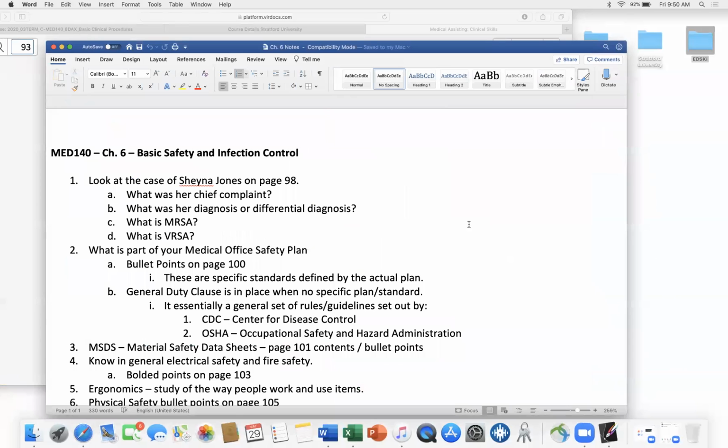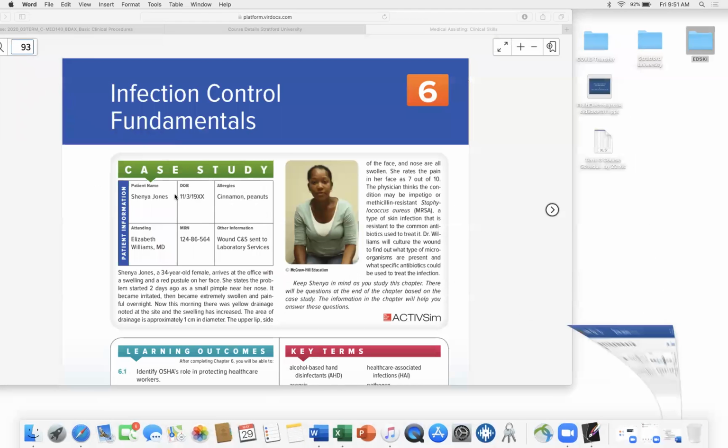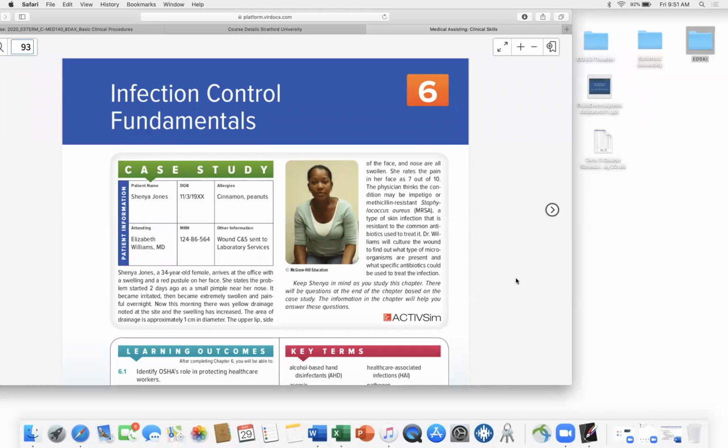So let's look at the notes, because these are some things I could ask. Do you know the case? What was her chief complaint? The reason I ask about cases, and it's really nice that your textbook has cases, is that it shows you how protocols are done, so that the next time you see another Shayna Jones, somebody with an infected wound, now you know how it will progress and what kind of diagnosis we give. Now you know what MRSA is. Now you know what VRSA is, right? And that I have to now take some precautions.